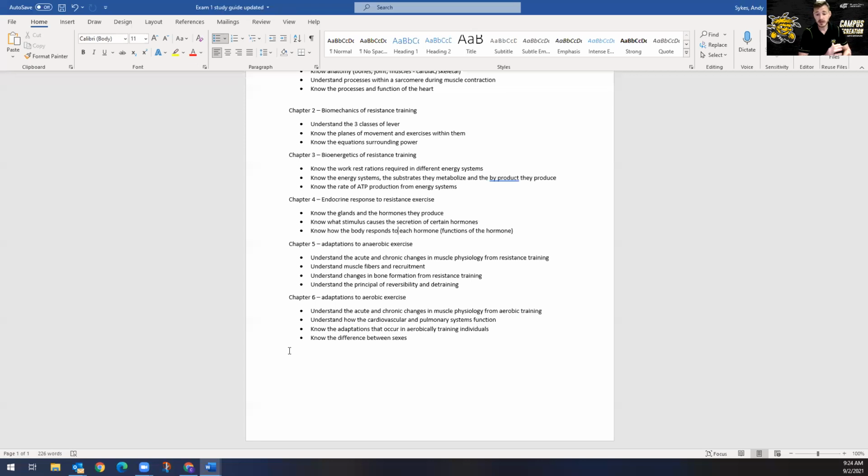Know the adaptations that occur in aerobically trained individuals. We kind of already mentioned that. More is written on page 125. Table 6.2 talks about what happens to your resting heart rate, and what happens to your blood pressure as you get more and more trained and become fitter aerobically. There are many things that occur there. Look at those tables and make sure you're familiar with those changes.